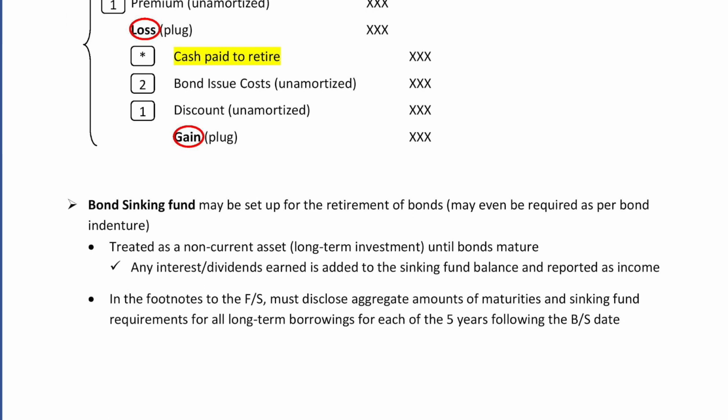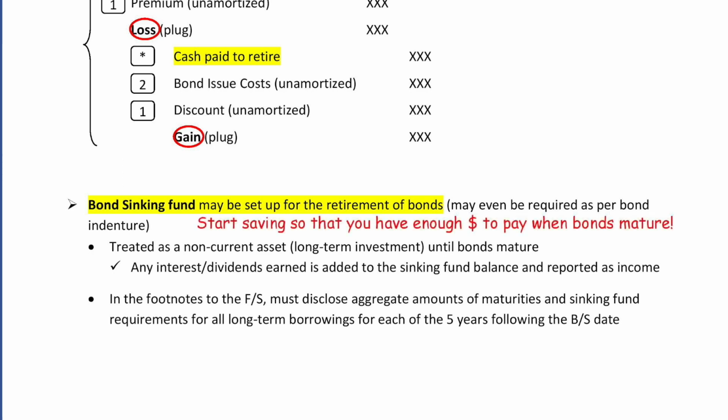On the last bullet on this page, highlight bond sinking fund may be set up for the retirement of bonds. Because all the liability for bond retirement comes out at maturity, companies may be setting up bond sinking funds where they start saving money so that they have enough cash to pay off the bonds when the bonds mature. So start saving so that you have enough dollars to pay when your bonds mature.